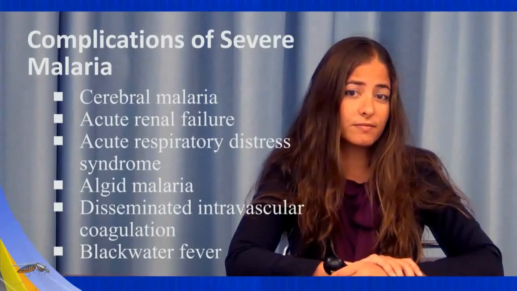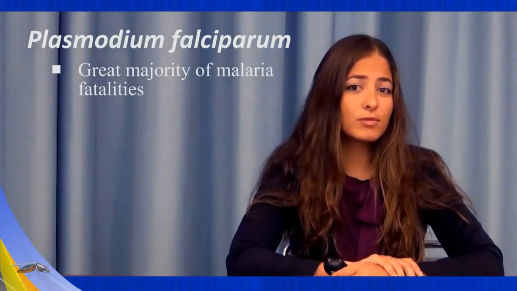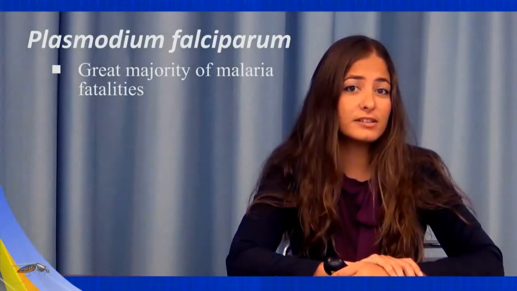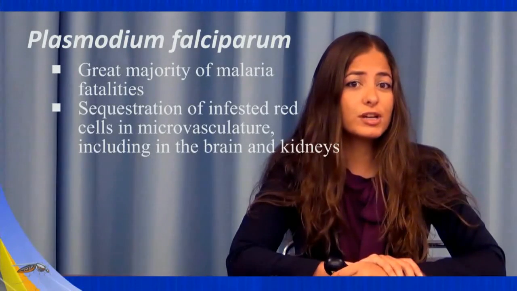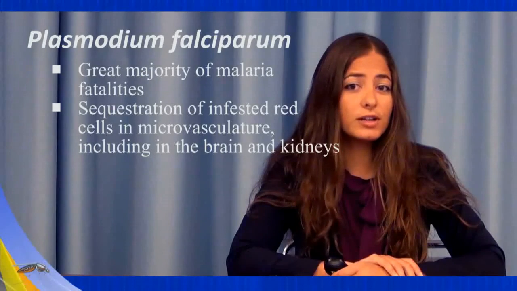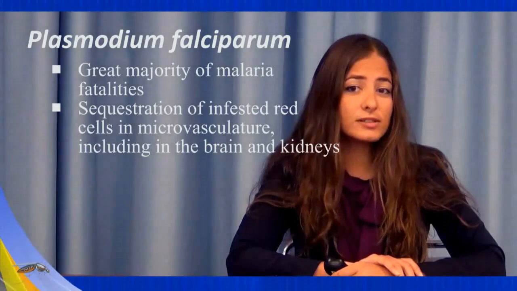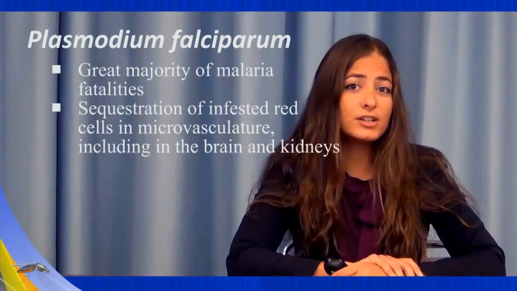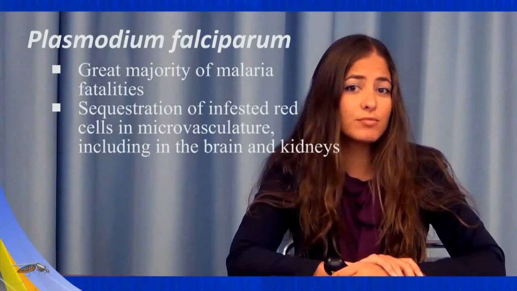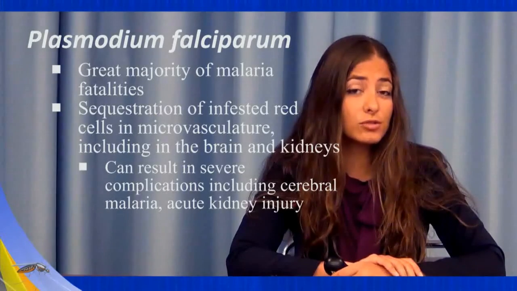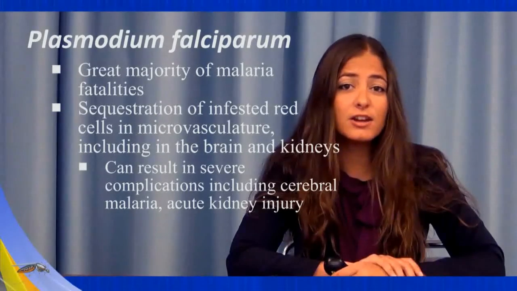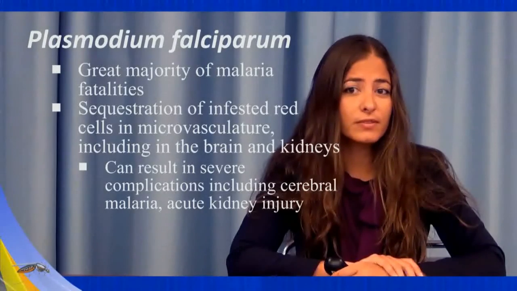Plasmodium falciparum causes the most malaria fatalities by far. This Plasmodium species reproduces predominantly in the microcirculatory bloodstream, where infested red cells are sequestrated, potentially obstructing small vessels in the brain, kidneys, and lungs, causing severe complications including cerebral malaria and acute kidney injury.